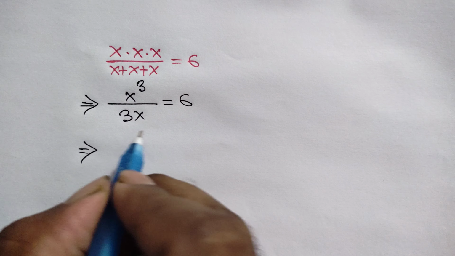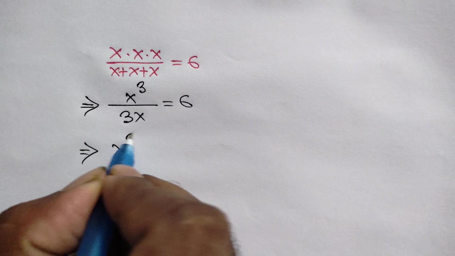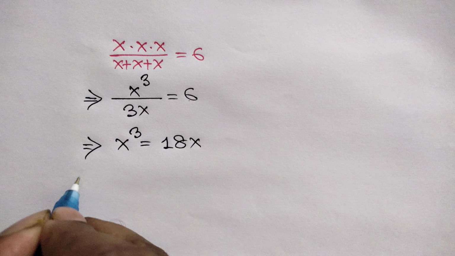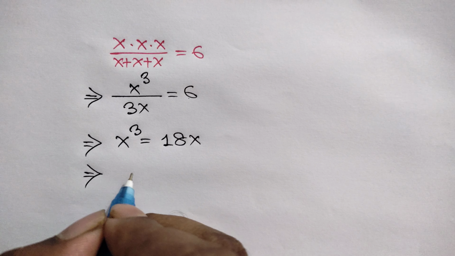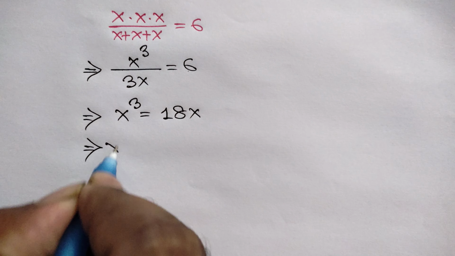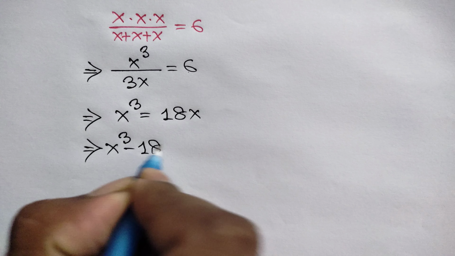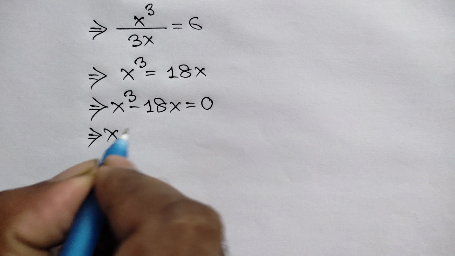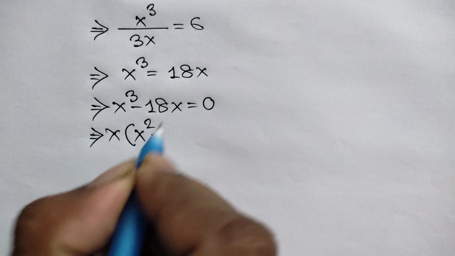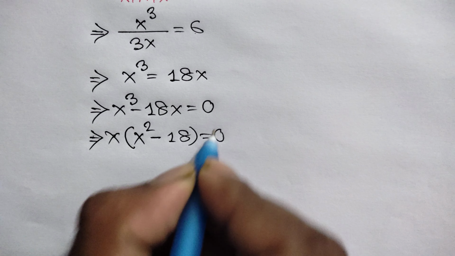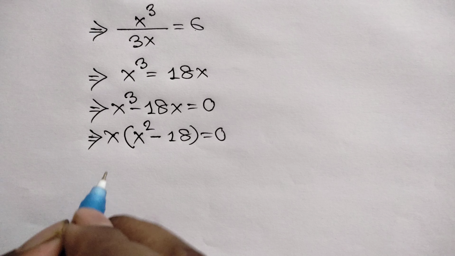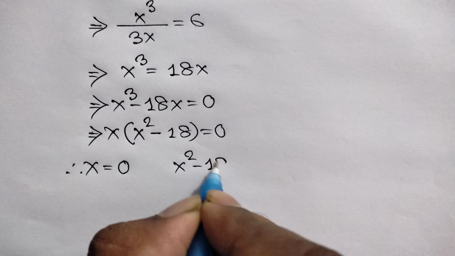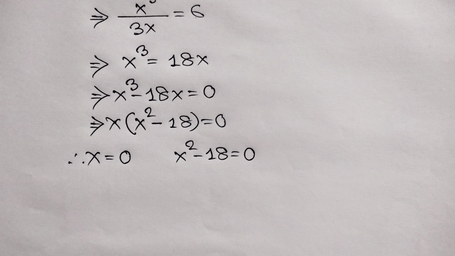Here we can use cross multiplication, so we will get x cube is equal to 6 times 3x, which is 18x. Now taking this 18x to the left side, we will get x cube minus 18x is equal to 0. Now taking x common, we will get x square minus 18 is equal to 0. Then from here we have two solutions, so we can write x is equal to 0 and x square minus 18 is equal to 0.